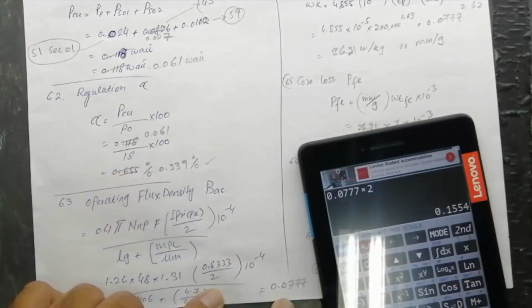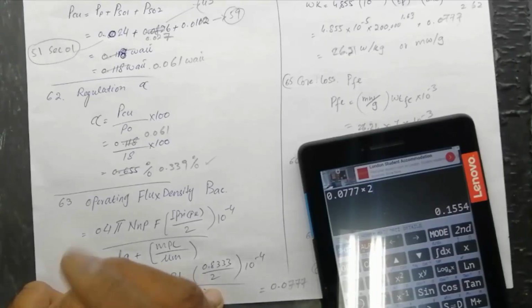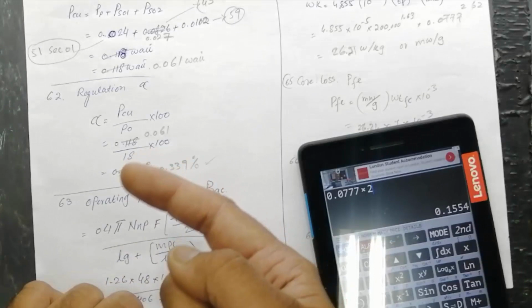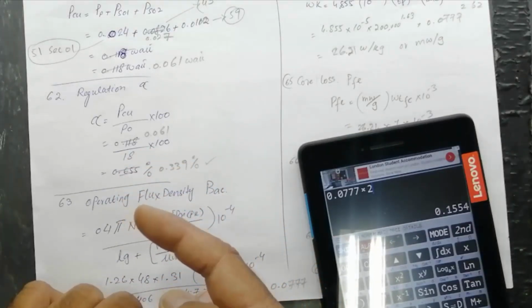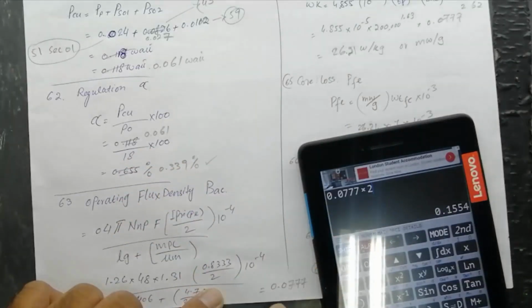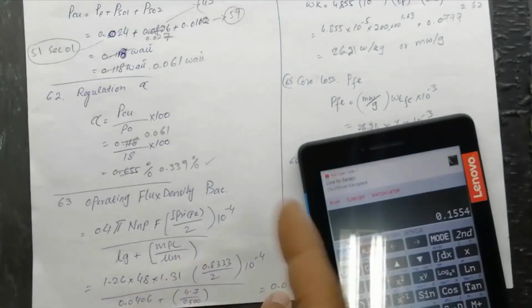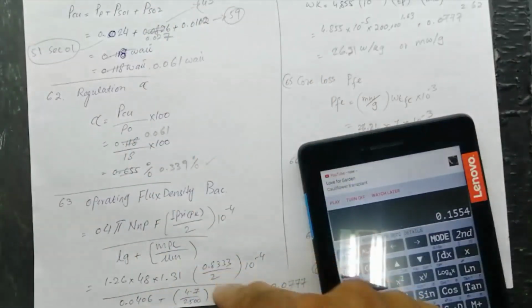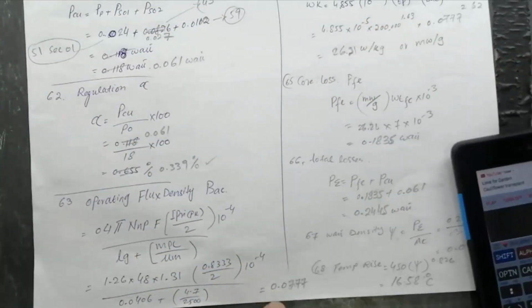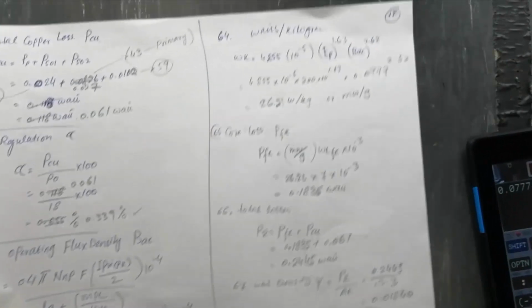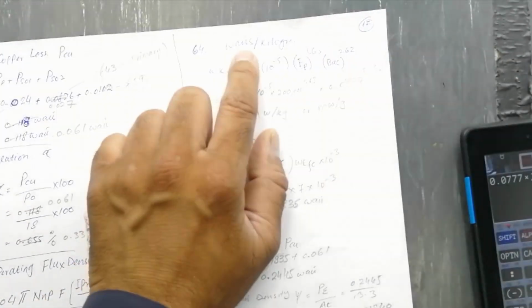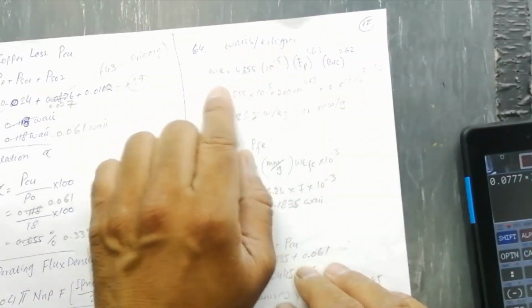To reduce this reading, we can increase the gap length. In that case, you have no need to increase the number of turns. If you increase the number of turns, this will increase as well. We have to increase the gap length and fringing factor, and we have to recalculate all these, and it will be within range. Then we have to check the watt per kg or milliwatt per gram.